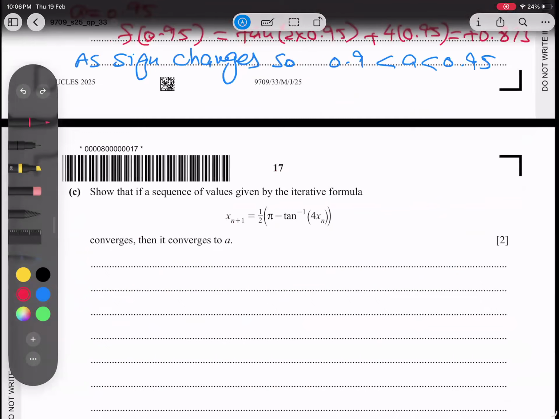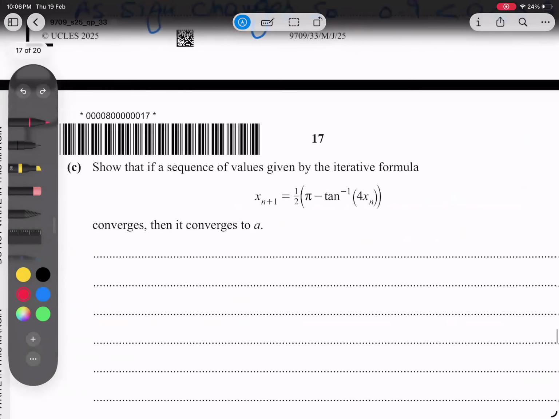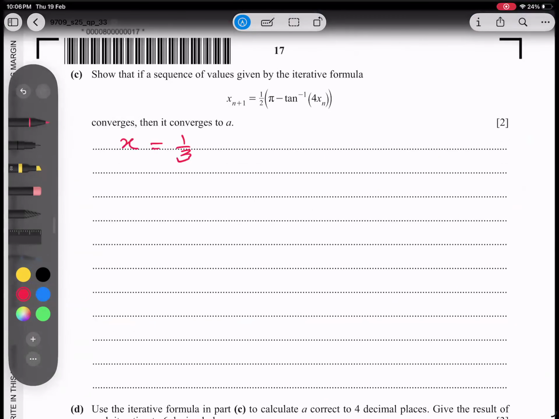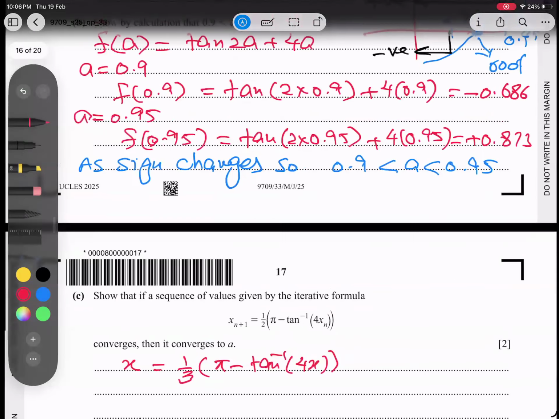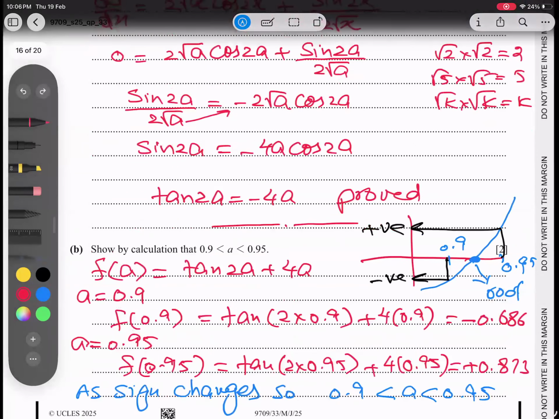Let's talk about this part. Read it. Whenever he says that the sequence of values given by this iterative formula converges to this a value, when the word converges comes, what's my main job? These are called subscripts. So job number one, I will remove the subscripts, and every x_n is replaced by x. No more subscripts are there. Now I will reshape it, and I need this target to achieve. Let's see how I can achieve that target.